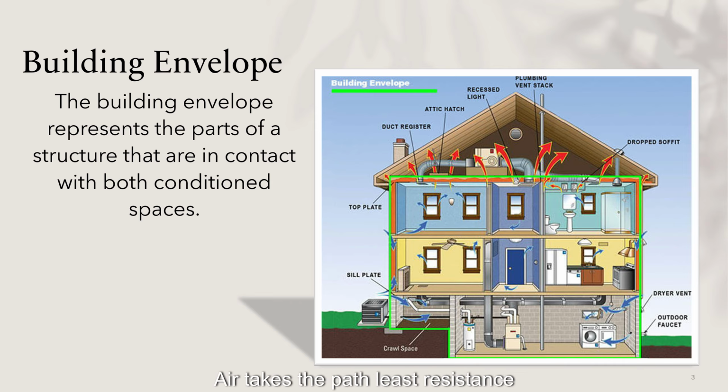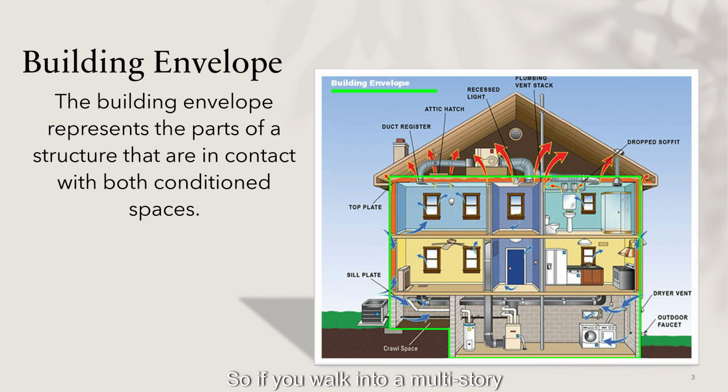Air takes the path of least resistance. So if we were to have a centralized system in the basement like we do here, and that's trying to feed the second floor, I guarantee you that second floor is going to be uncomfortable. There's going to be hot spots. There's going to be cold spots. It's just really a poor design.